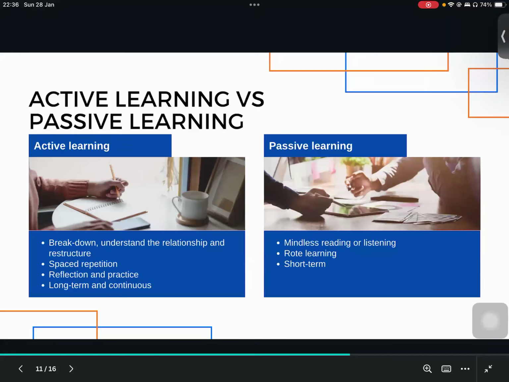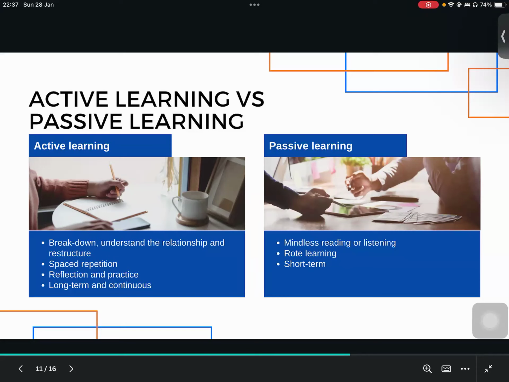I need to distinguish between two ways of learning. The first way is to be active, and the second way is to be passive. As the name suggests, when you do something actively, it means that you need to invest more energy, more time, and more effort in this. However, the result will be very astonishing and very satisfying.